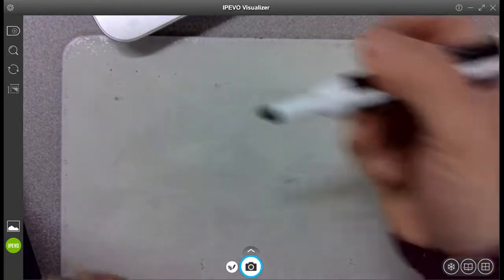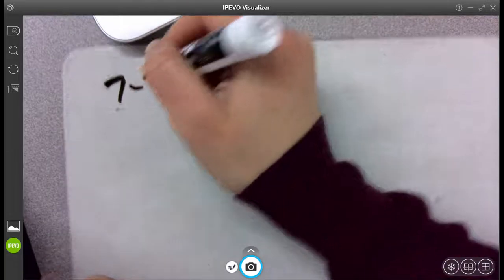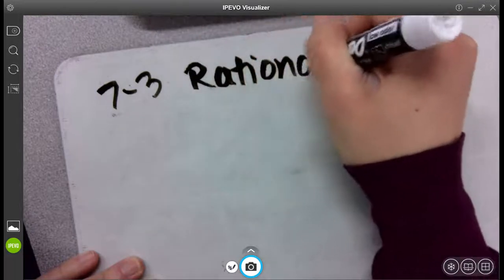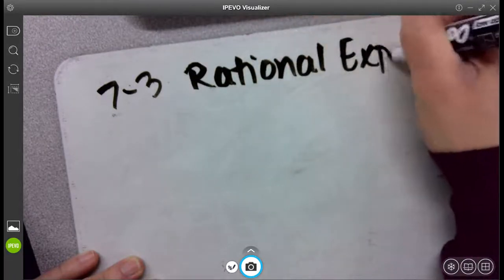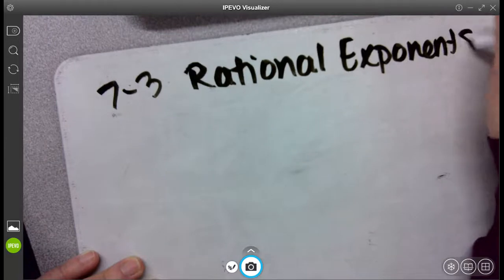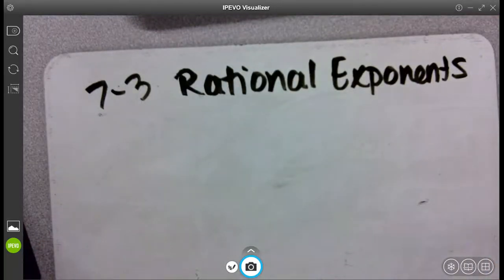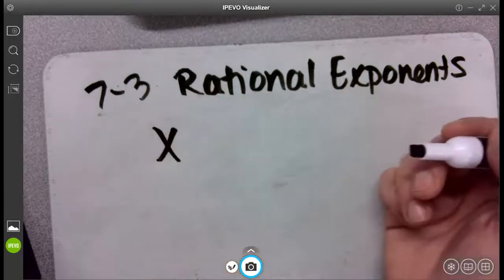Okay, we are now in the third section of chapter 7. It's 7-3, rational exponents. So we don't have formal notes for this. That's fine. Okay. Rational exponents are exponents that are rational.